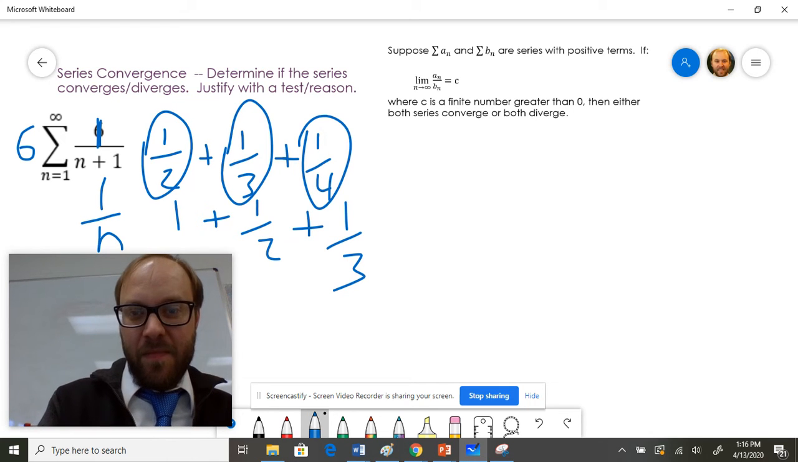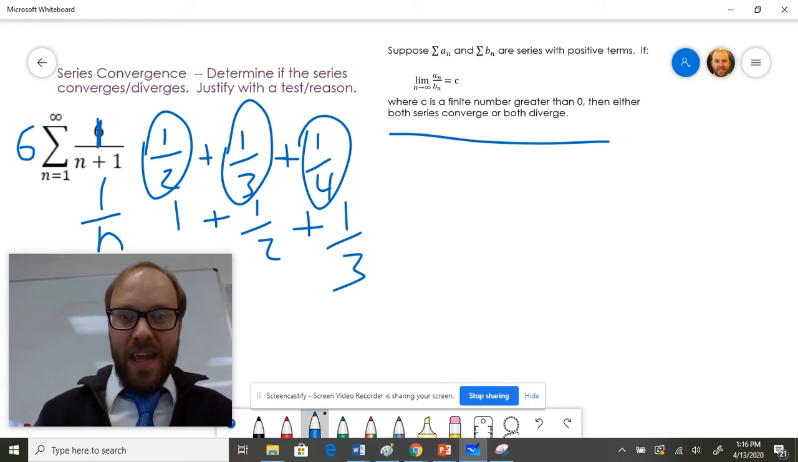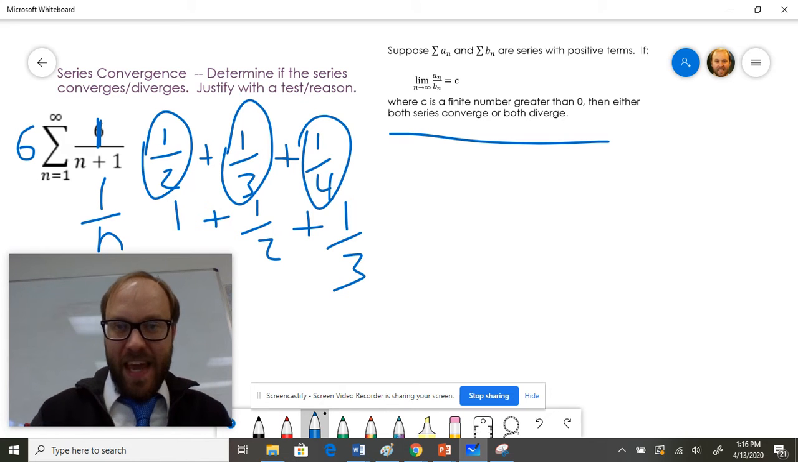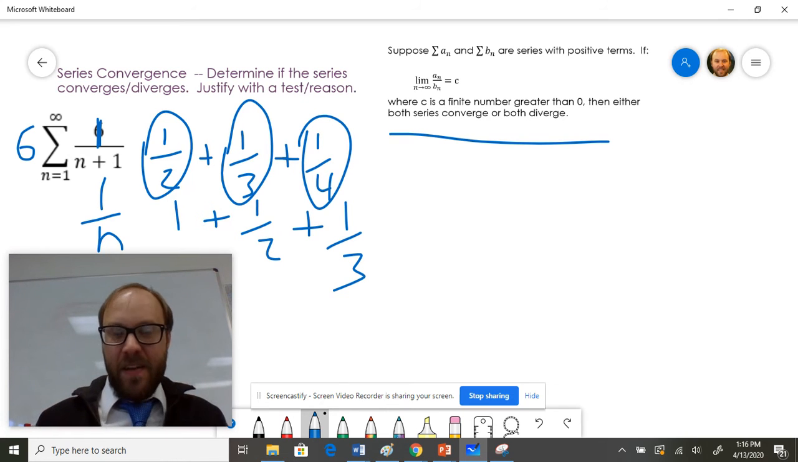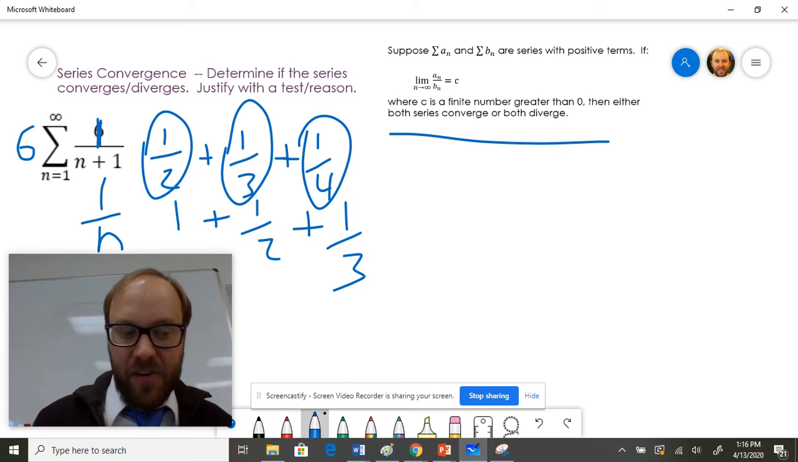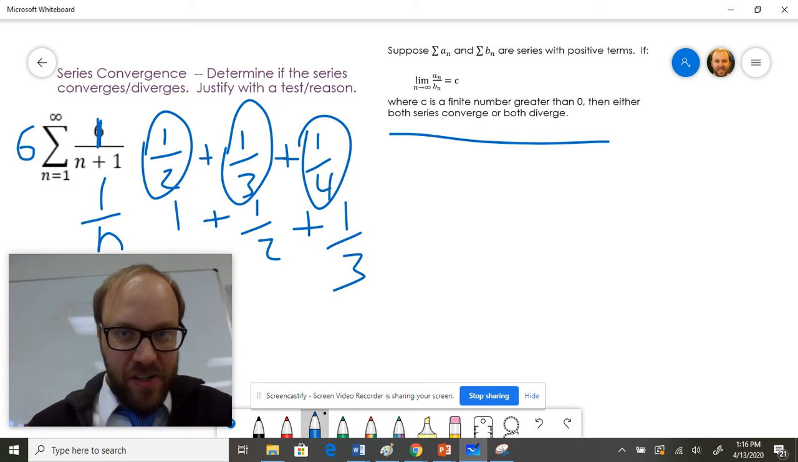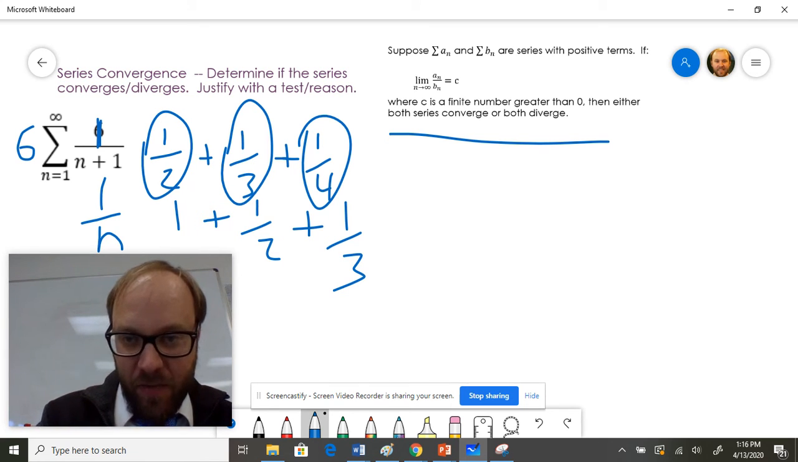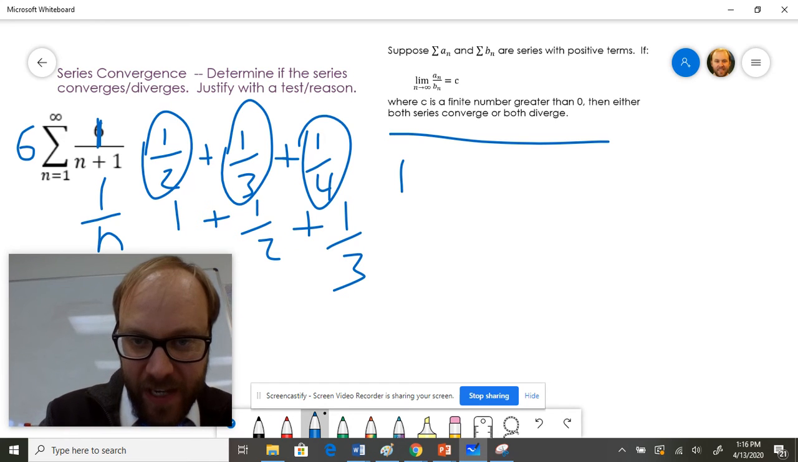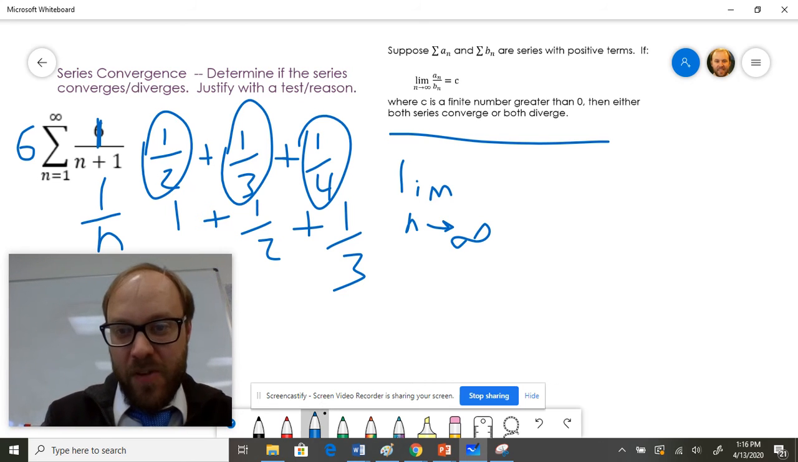And this is where the limit comparison test comes in. It says if you can't get all of your terms less than or greater than, whichever way you need for divergence or convergence, you can look at the ratio of the two series as you go out to infinity. It doesn't matter which one you do in which place, but we're looking at the limit as n approaches infinity of the ratio between the two series.